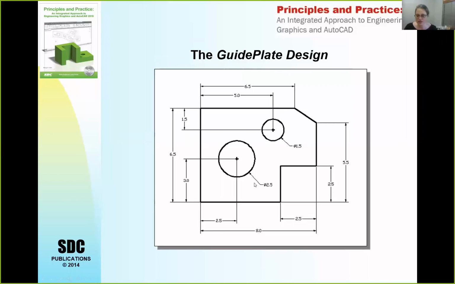So one thing you need to know is that this little symbol here, this circle with the hash through it, that's a Greek letter phi, but it stands for diameter. So what this particular dimensioning tells us is that this is a circle, 2.5 inches diameter. And this little cross in the middle is its center point, and its center point is 3 inches up from this corner and 2.5 inches to the right of that lower left-hand corner.